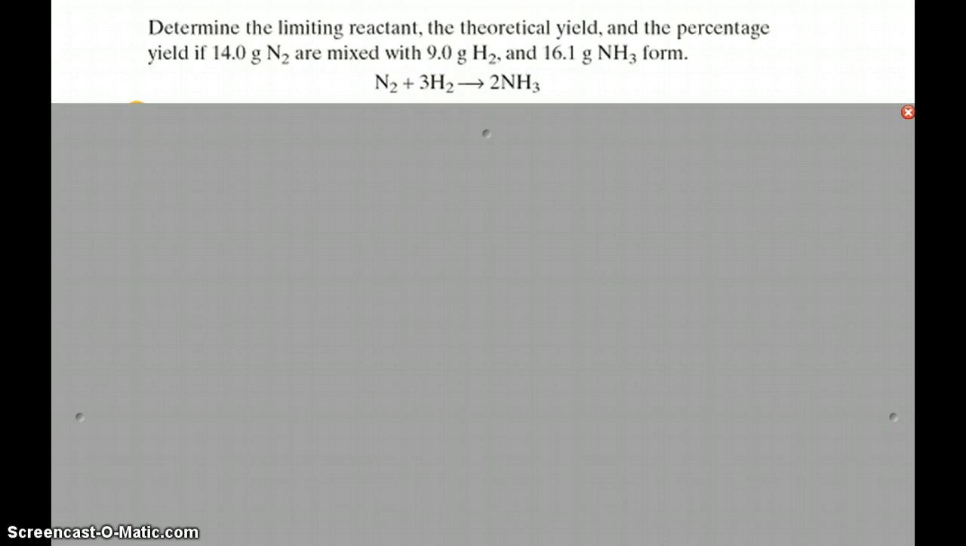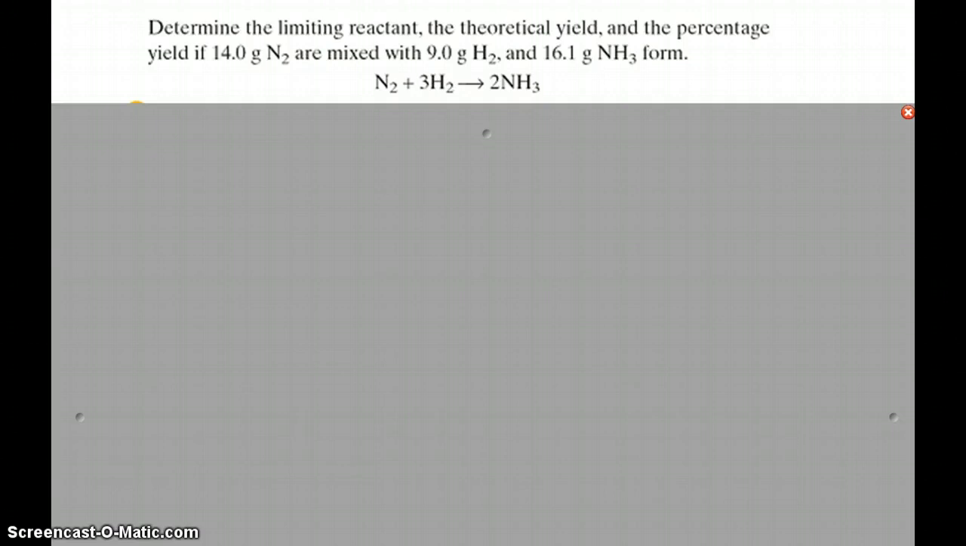So here's this problem. I just plucked it from your book, and it's asking you to determine the limiting reactant, theoretical yield, and the percentage yield. And we're going to be using our recipe for making ammonia. We see the balanced equation there. And it says I've got 14 grams of nitrogen mixed with 9 grams of hydrogen. And when this happens, 16.1 grams of ammonia, NH3, form.